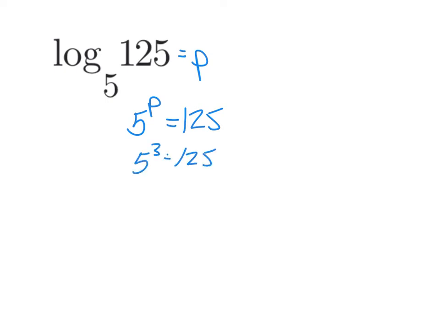So log base 5 of 125, we're going to get a value, and that value, remember, is going to be the power. 5 to what power is 125? Well, I know 5 squared is 25. 5 to the third is equal to 125. So the value of that log is going to be the power 3.